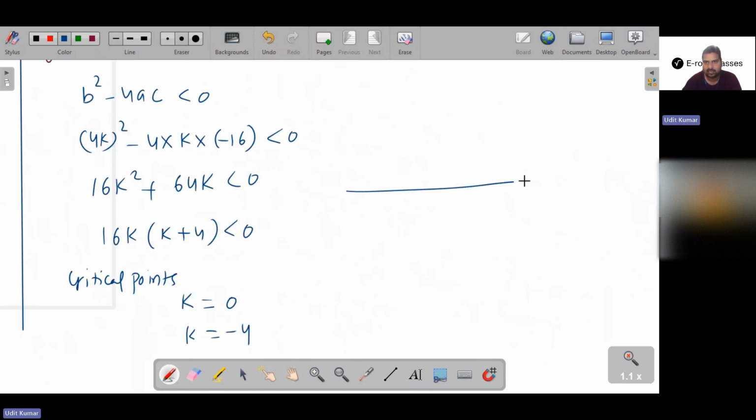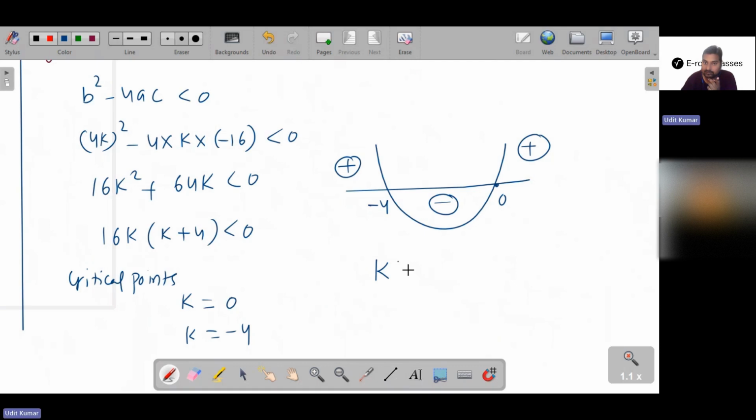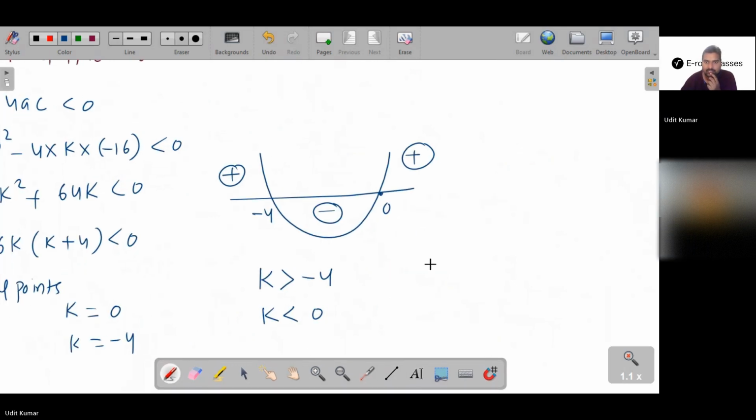And its graph will be like this. This is minus 4 and this is 0. So this is positive, this is negative, and this is positive. But in this case, this should be less than 0. And for less than 0, k should be greater than minus 4 and k should be less than 0. Or you can also write it as k should be from minus 4 to 0, right?